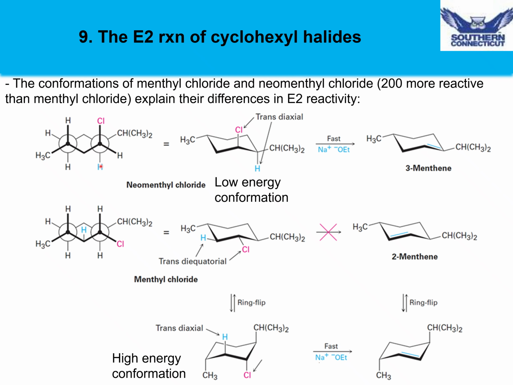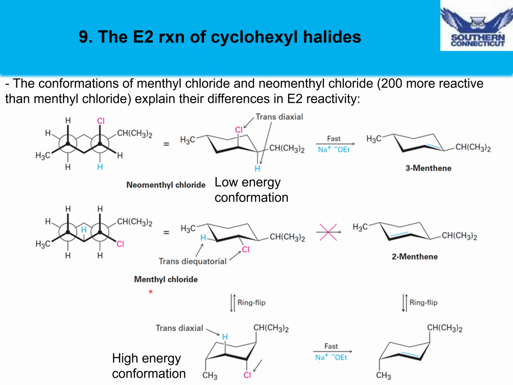Notice they're trans-diaxial. And so if we were to add base, such as sodium ethoxide, the base will come along, remove this hydrogen, and that would lead to forming a double bond there by eliminating the chlorine. So easy peasy, we get an E2 reaction fairly fast with this particular compound.